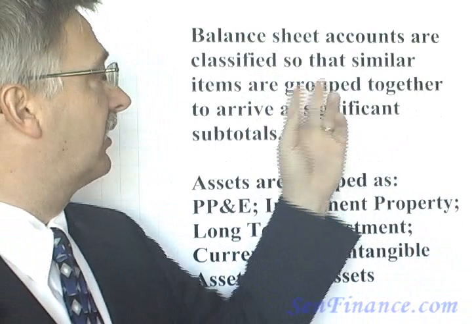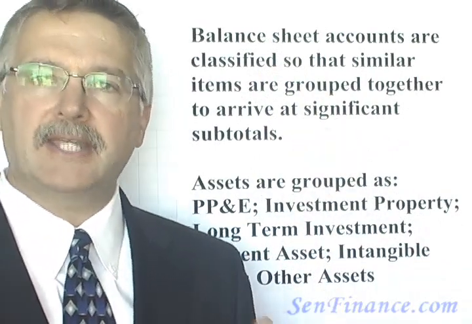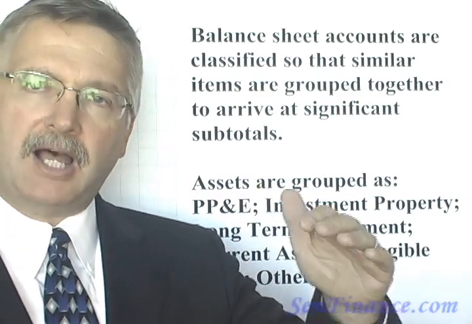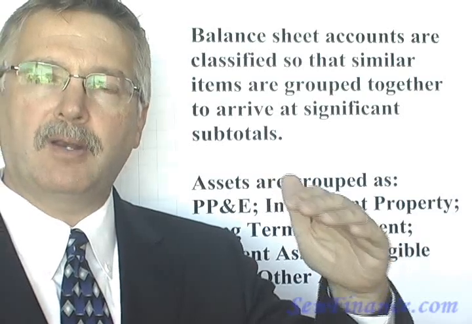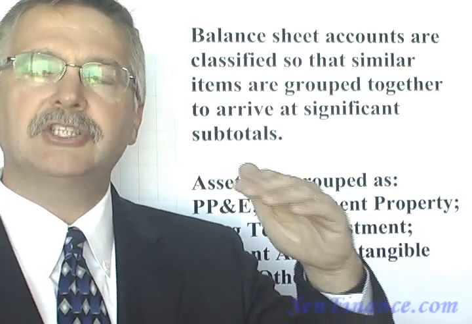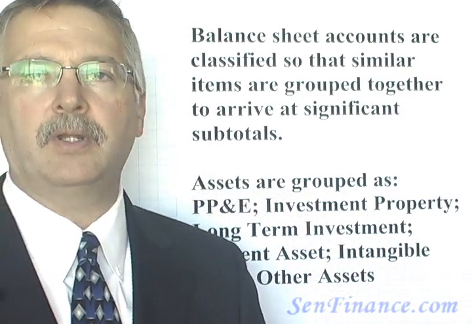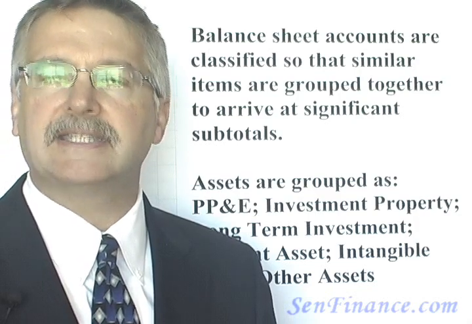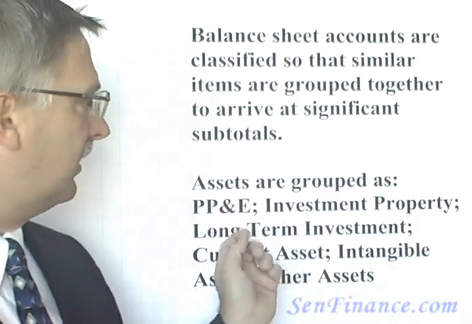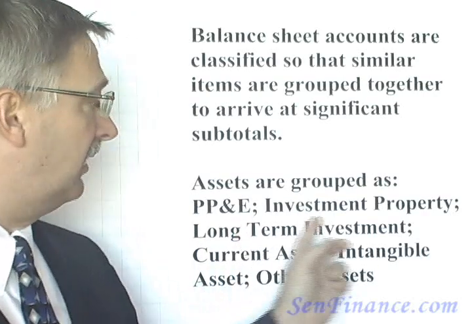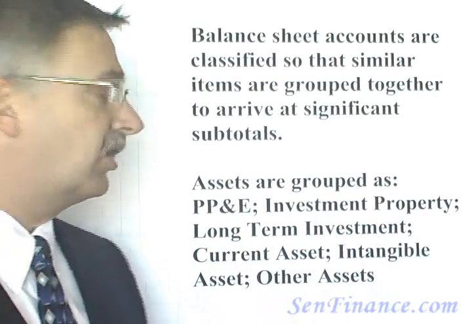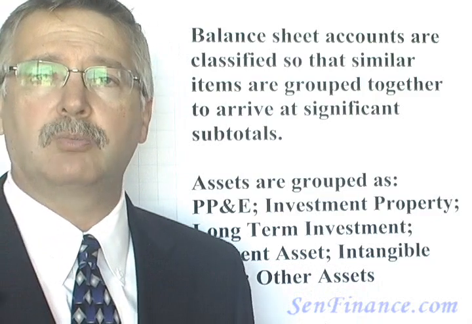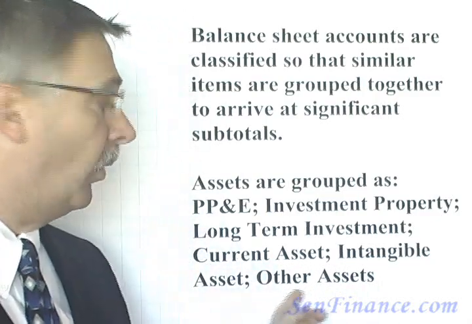Now, balance sheet accounts are classified so that similar items are grouped together. And as I mentioned before, the balance sheet asset portion is organized from, at the top, the most liquid assets. So typically on a balance sheet, the first item you'll see is cash and cash equivalents, to the least liquid. And typically the last item on the asset section of the balance sheet will be fixed assets generally. These items are grouped together as property, plant, and equipment, investment property, long-term investments, current assets like cash or invested securities. Intangible assets might be the goodwill from an acquisition or other assets.